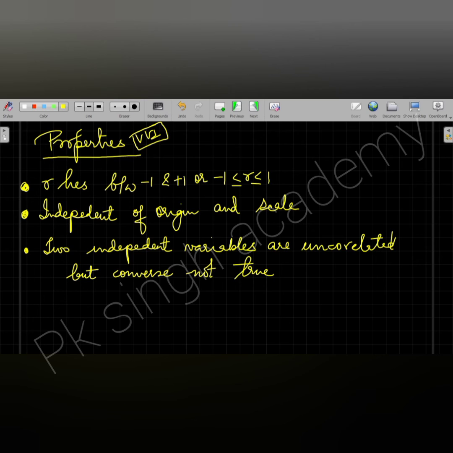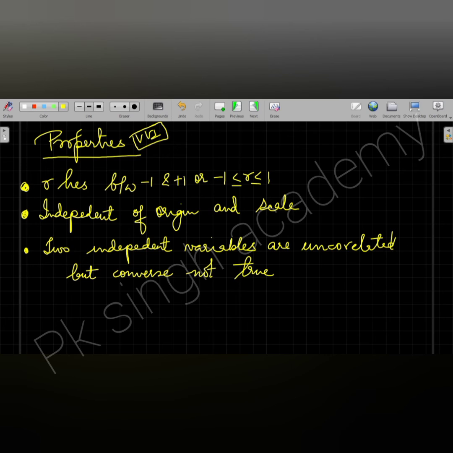Correlation lies between -1 and +1. We can say that -1 is less than or equal to r, which is less than or equal to 1, meaning between -1 and +1. It is independent of origin and scale.